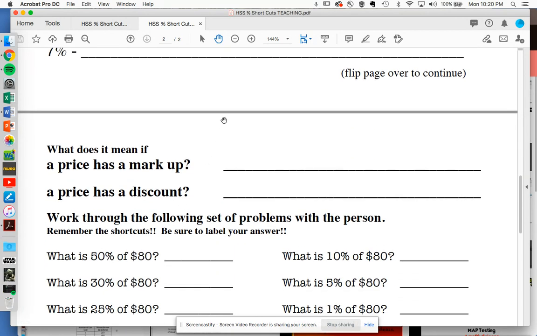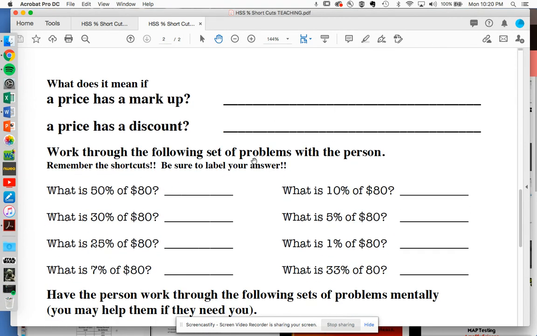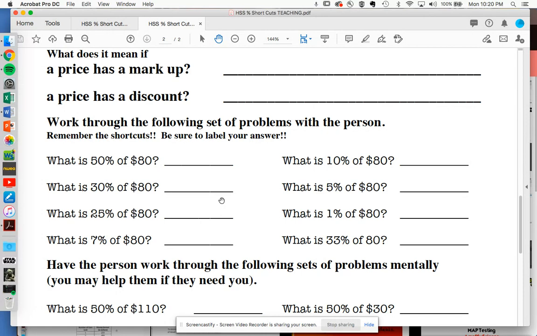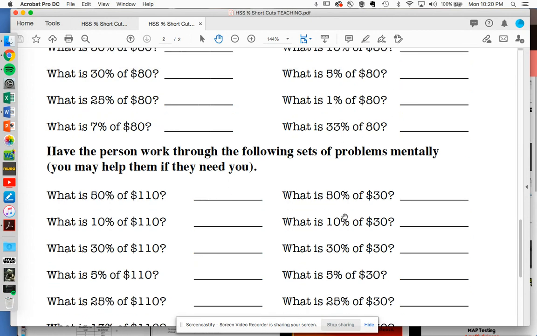Now, ask them, and maybe they know this, maybe they're younger and they don't, but what does it mean if a price has a markup? What does that do to the price? What happens if it's a discount? You're going to have them work through these problems. If they struggle, help them out. Don't give them the answer. I should see their handwriting on this one. And then they're going to work through these problems. Again, you can help them if they need you to guide them.